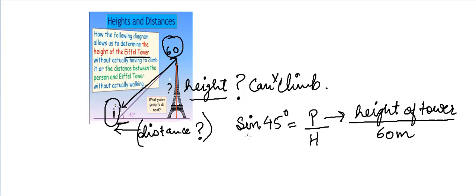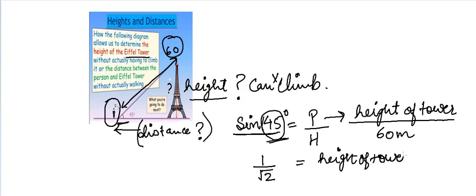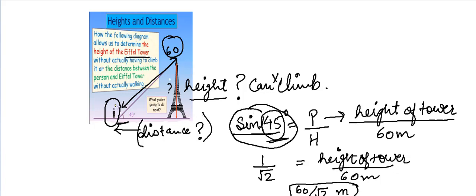You know the value of sine 45? It's 1 by root 2. We have studied this, it is a constant angle. So 1 by root 2 equals the height of the tower divided by 60. Now you know the height of the Eiffel Tower. It is 60 by root 2 meters. So by using this trigonometric formula, you can calculate the height of the Eiffel Tower.